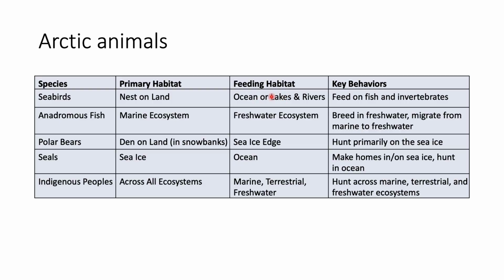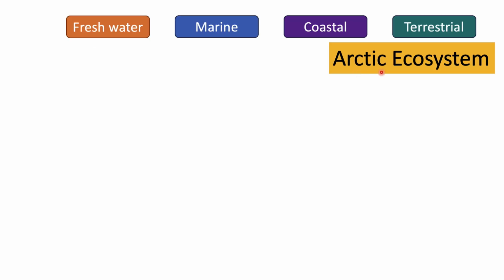And when we look at the feeding habitat, seabirds feed on the ocean or lakes and rivers. Fish feed in fresh waters, polar bears on sea ice, seals in the ocean, and indigenous people in all the marine, terrestrial, freshwater and coastal regions. Let us look at the Arctic ecosystem. We have four major areas. One is freshwater, another is marine, the third is coastal and we have the terrestrial. These are the major areas where Arctic animals live.